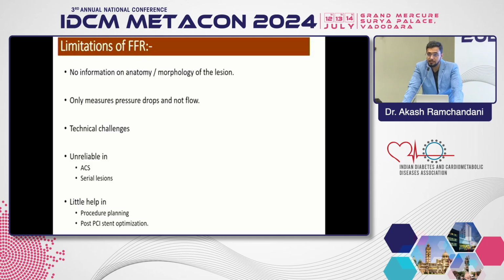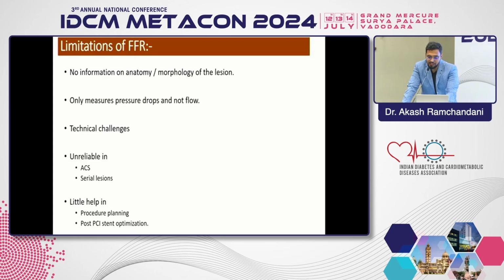Technical challenges: drifting, wedging, calibration, equalization. These are all the technical problems which we face during FFR, so it is not so reliable in producing good results. And unreliability in ACS and serial lesions is still a problem, and it is of little help in procedure planning and post-PCI stent optimization.